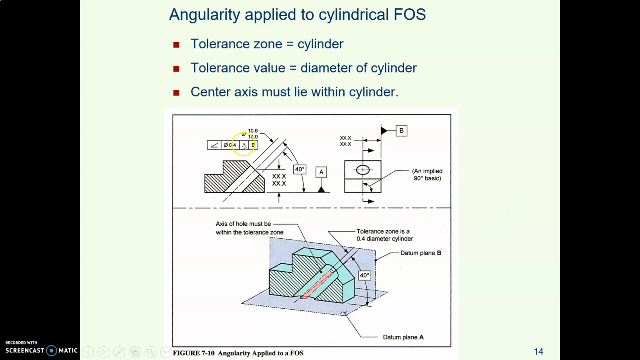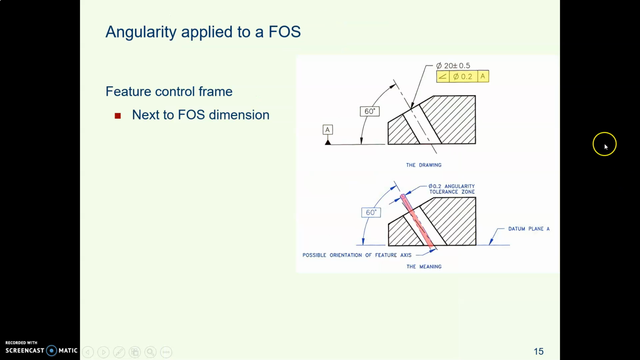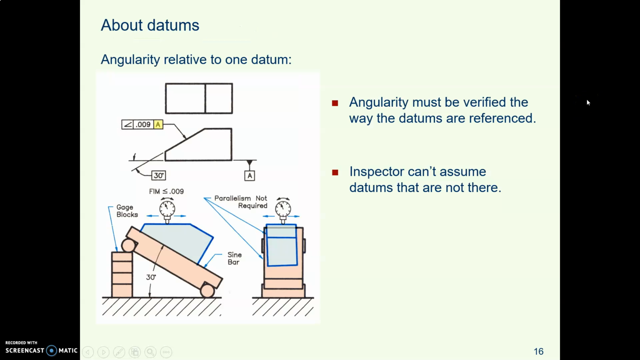Here's another one. Different numbers, same idea. Here's the tolerance zone. Again, we're controlling the axis of a hole, so the tolerance zone is a cylinder, the drinking straw. We already looked at that.